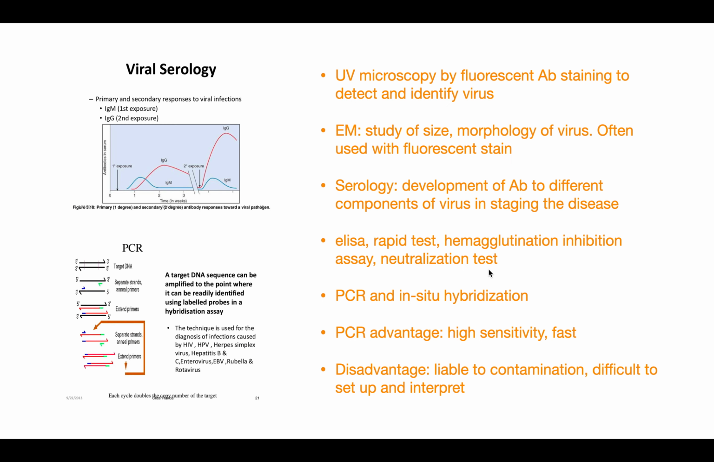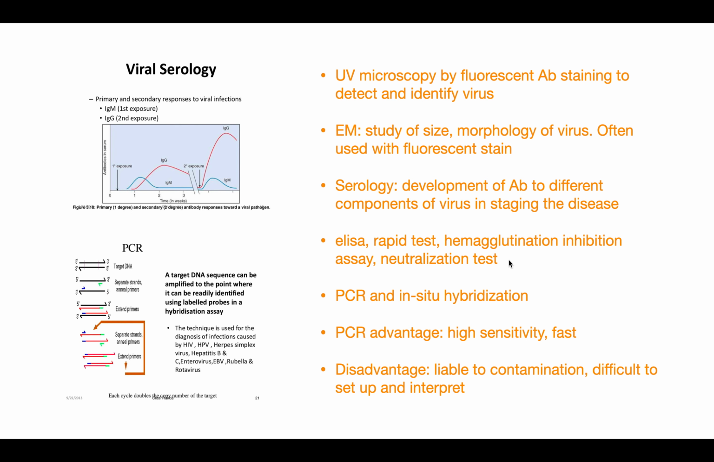Okay, so in serology, it's a little bit more useful because it's more accurate. UV microscopy is going to identify the tagged fluorescent antibodies in order to detect and identify the viruses. Electron microscope, this is just for research purposes. Serology is going to be using the antibody to differentiate the components of the viruses along with staging the disease.